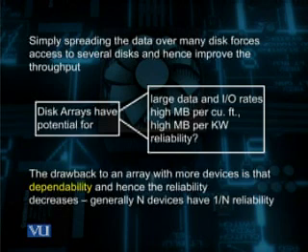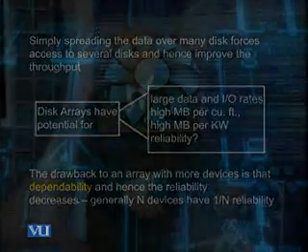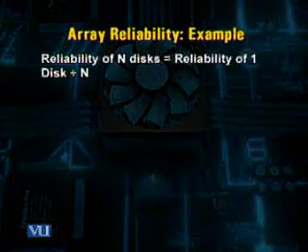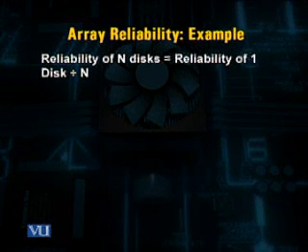The reliability of a disk array decreases because we know that generally n devices have a reliability equal to 1 over n. Now, the big question in the design of a disk array, which is particularly the RAID, that is the redundant array of inexpensive disks, the most important factor over here is the reliability. Let us have a look at this example, where the reliability of N disks is equal to the reliability of one disk divided by the number of disks.